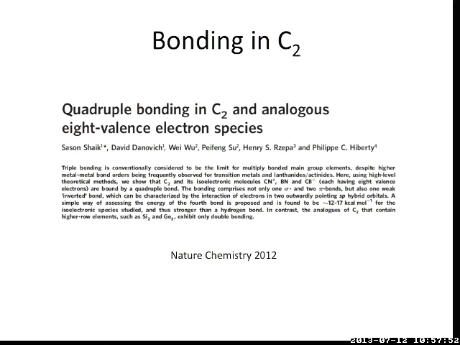So this came out last year. And they claim there are 4 bonds in a carbon-2 system. And they're doing a multi-determinant wave function. It's a CAS level calculation. And we wanted to look at this a little bit more ourselves.